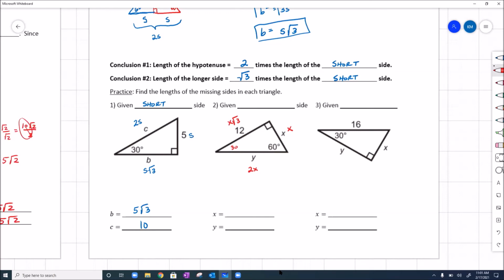All right, so as we set this up, I know this ratio. So just like last time on the 45, 45, 90 triangles, I'm going to set an equation up here and find out what X is. So X radical 3 equals 12, divided by radical 3. So that gives us X equals 12 over radical 3. Rationalize the denominator. That's 12 radical 3 over 3, which simplifies to 4 radical 3. So now I found out that X is 4 radical 3.